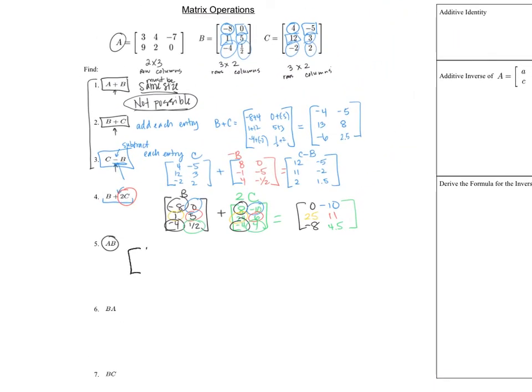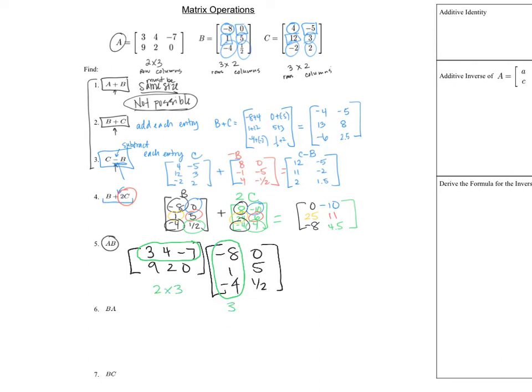Matrix A was 3, 4, -7, 9, 2, 0, and matrix B is -8, 0, 1, 5, -4, and 1/2. And so what happens with multiplication is we actually will multiply term by term, but a little differently. We need the row and the column of the second matrix to be the same size. So this was 2 by 3, and this is 3 by 2. So you need to make sure that the number of columns equals the number of rows of your other matrix.